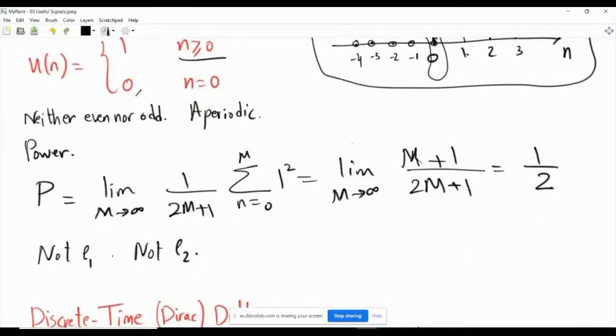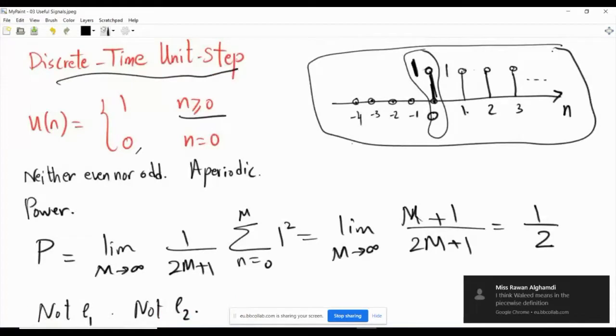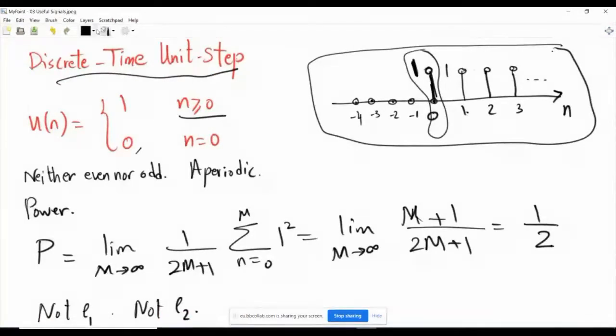It is a power signal. It is L2. Yes, I see it now. Less than or equal to 0. This is true. So this is 0 when n is less than or equal to 0.